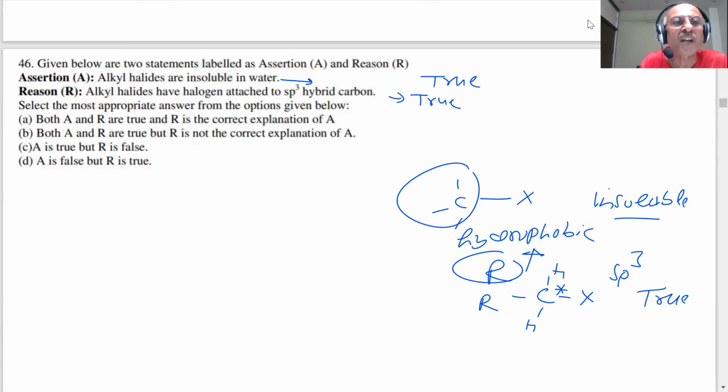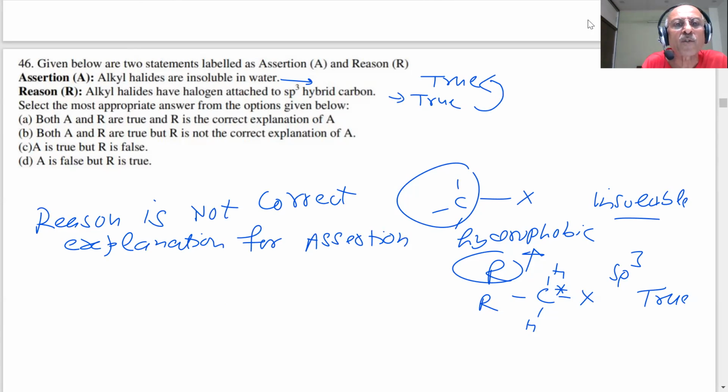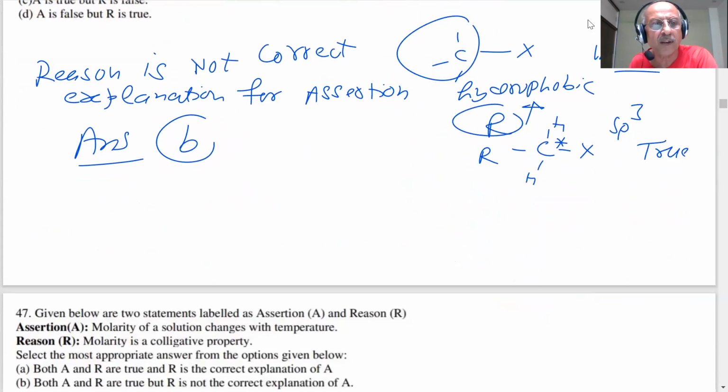Both assertion and reason are true, but is the reason the correct explanation for the assertion? The reason is not the correct explanation for the assertion. Therefore, both A and R are true, but R is not the correct explanation for A. Then our answer is B, student. Answer is B. Okay, next question.